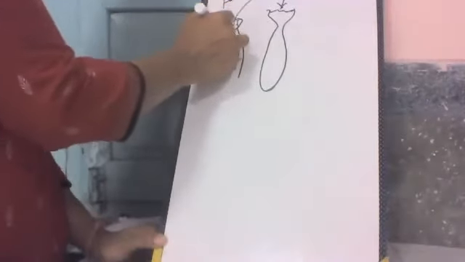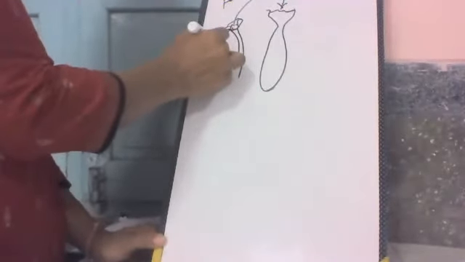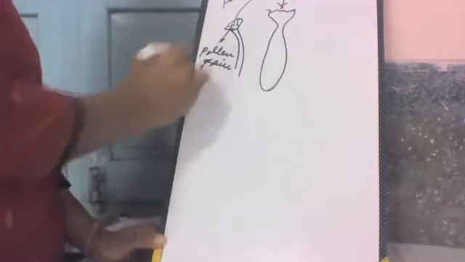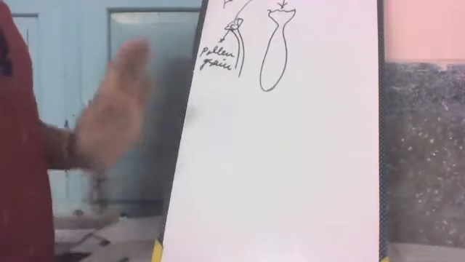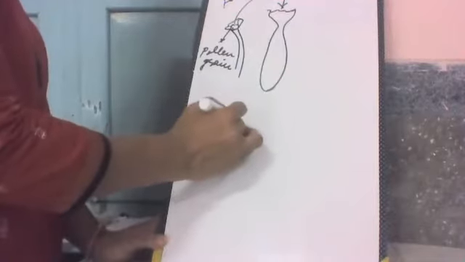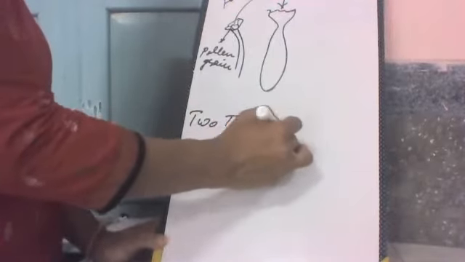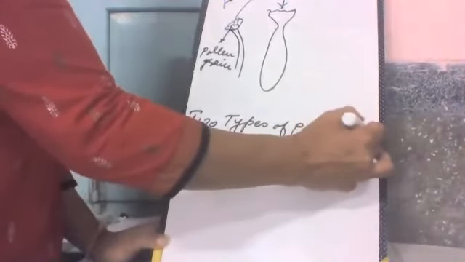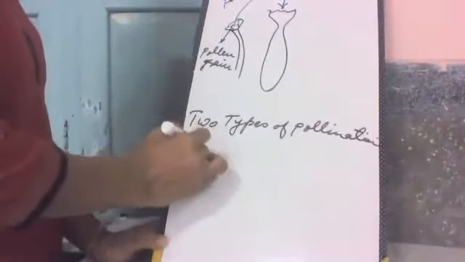Say pollen grains. Pollen grains. Then there are two types of pollination. There are two types of pollination. One is self-pollination.